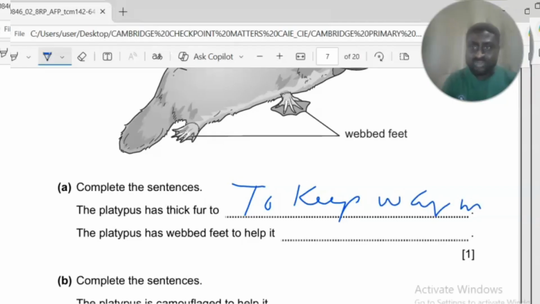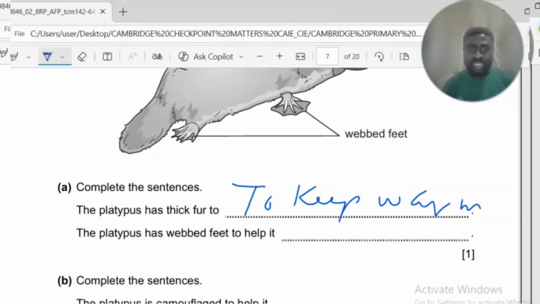It's an aquatic environment surrounded with water. You can also say it helps to trap in heat. You can also say it helps it to stay warm. Any of those responses will fetch you the mark. But we need to supply the next answer to earn this 1 mark.